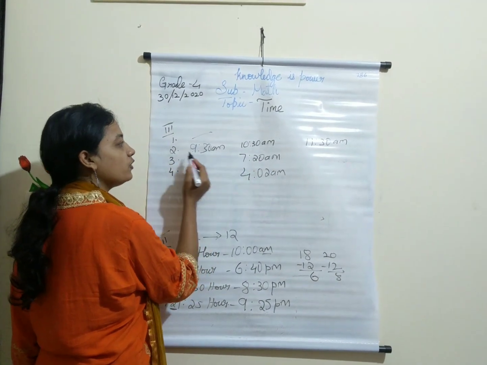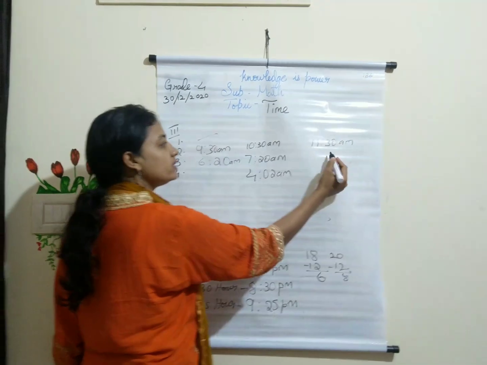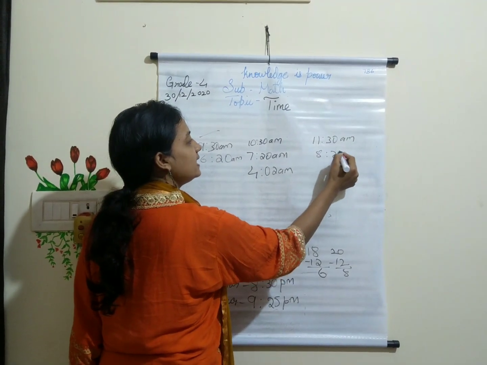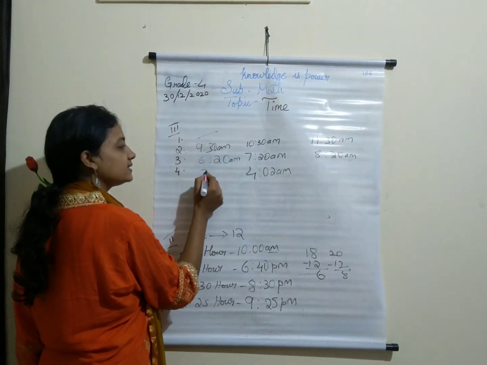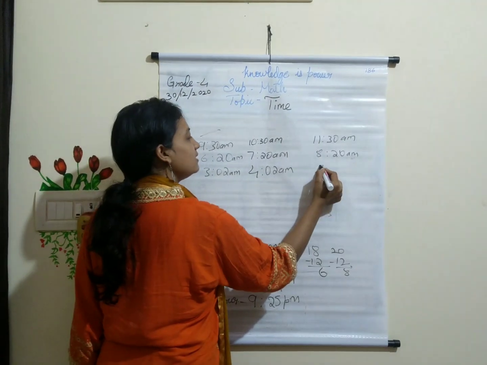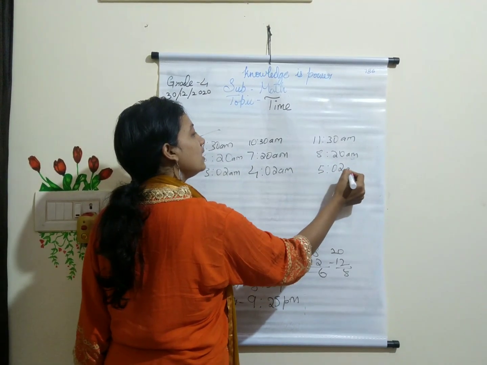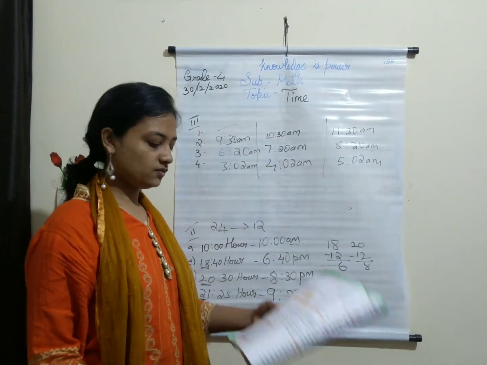See this third one now. 7:20 AM. Before 1 hour it will be 6:20 AM. After 1 hour it will be 8:20 AM. Fourth one, the time is 4:02 AM. Before 1 hour it is 3:02 AM. After 1 hour it will be 5:02 AM. So this is your third sum. I want you to finish the other sums.